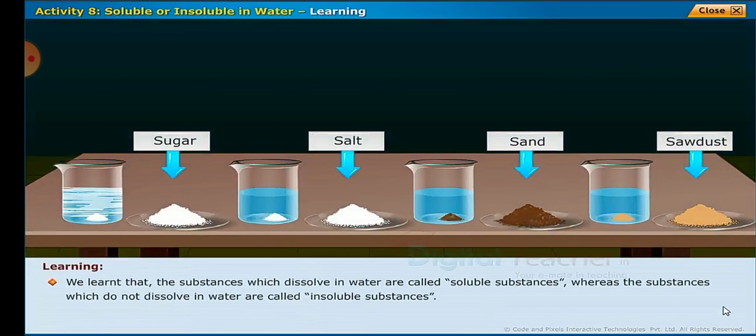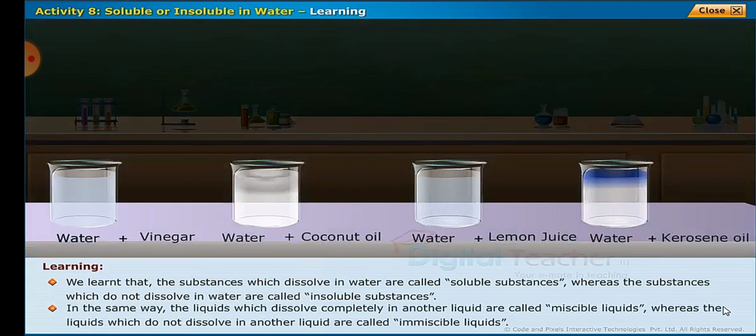We learned that the substances which dissolve in water are called soluble substances, whereas the substances which do not dissolve in water are called insoluble substances. In the same way, the liquids which dissolve completely in another liquid are called miscible liquids, whereas the liquids which do not dissolve in another liquid are called immiscible liquids.